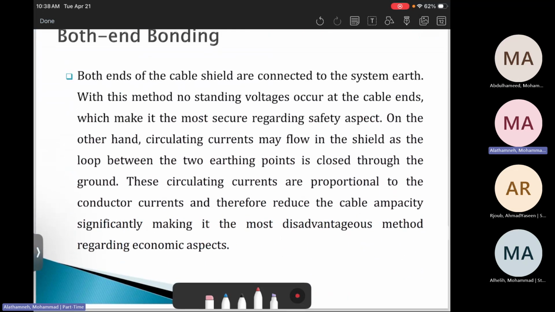So both ends of the cable shield are connected to the system earth. With this method, there will be no voltage at the cable ends because the cable ends are connected to earth. So no voltage, which makes it more secure. On the other hand, circulating currents may flow. That's a disadvantage, on the shield, as the loop between the two earth points.